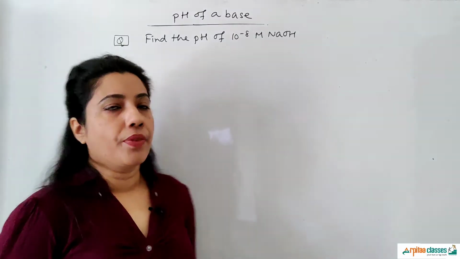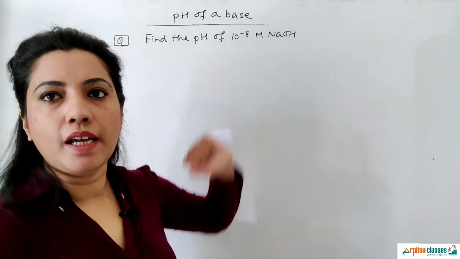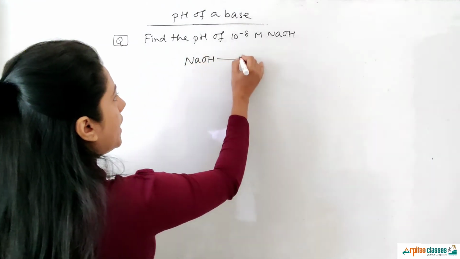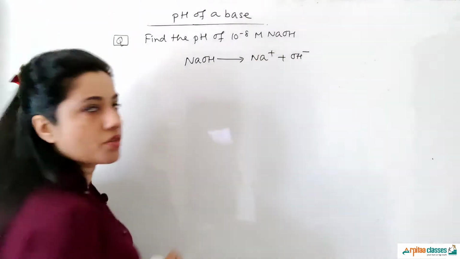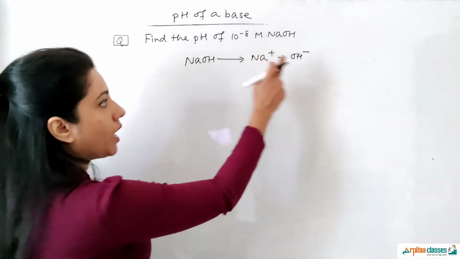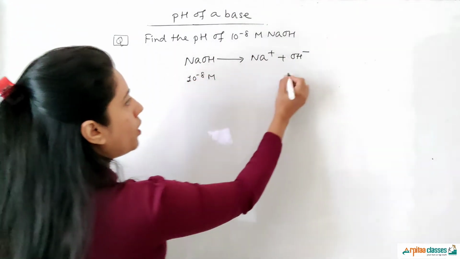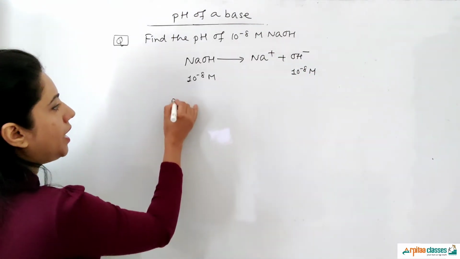One more numerical. We need to find out the pH of 10 raised to power minus 8 molar NaOH. So let's see how NaOH dissociates. It dissociates to give you Na plus and OH minus. Since it is a strong base, it will completely dissociate. From 1 molar NaOH, we get 1 molar OH minus. Therefore, from 10 raised to power minus 8 molar, we'll get 10 raised to power minus 8 molar OH minus.